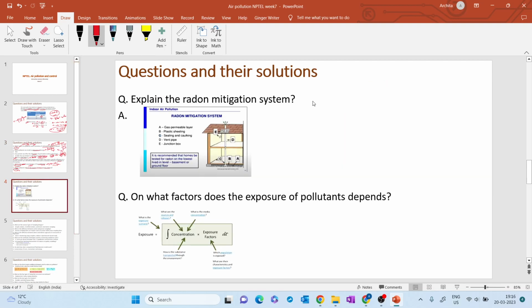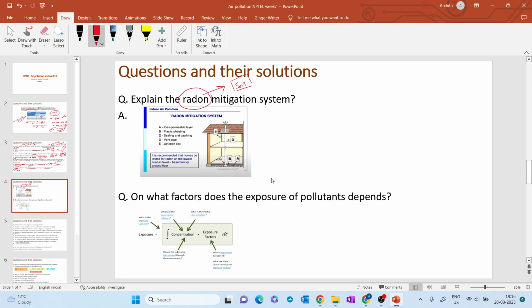So another is the radon mitigation system. If you remember in the last class, I said that radon comes from soil. Sometimes there are certain types of soil which have radon gas and release it. Certain regions are more prone to radon pollution, and in those regions it is generally advised to have a radon mitigation system in houses to avoid any air pollution caused death, right?